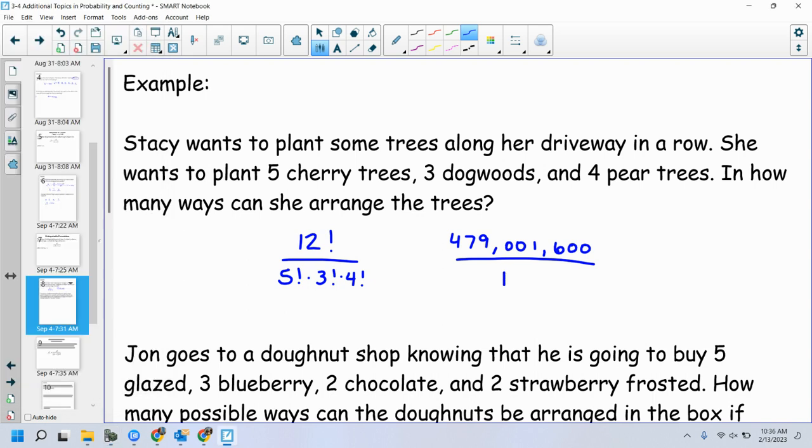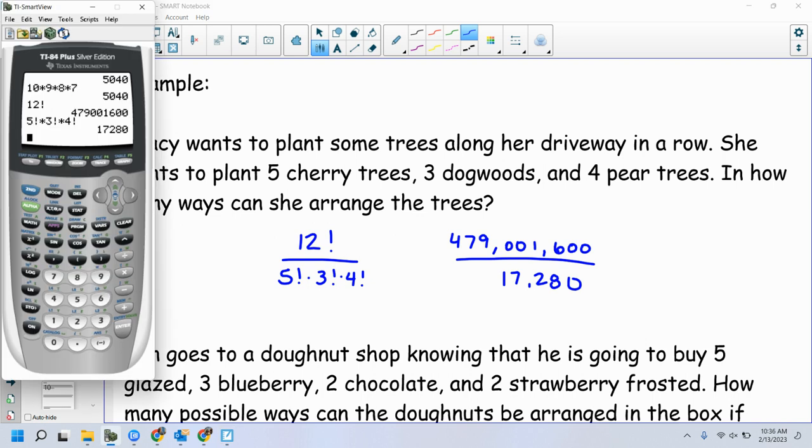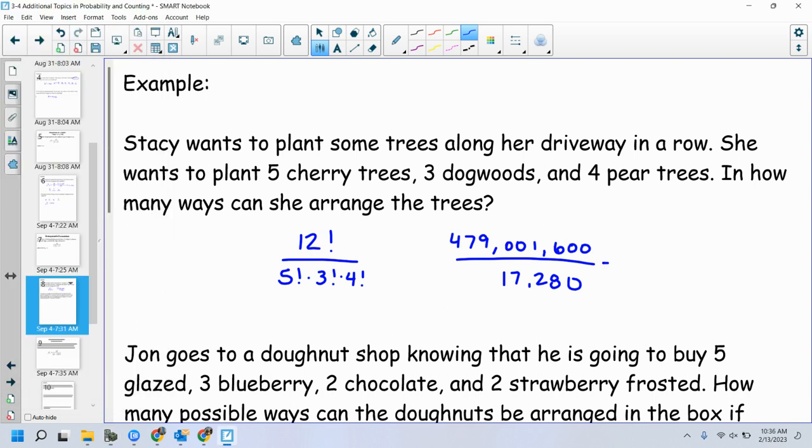That's 17,280. Okay, let's divide those numbers. 479,001,600 divided by 17,280 is 27,720. Yep, that's what I got. Those are the number of different ways that I could plant those trees, which is very different from 12 factorial, right? With 12 factorial, I would have had over 479 million different ways to plant those 12 trees.